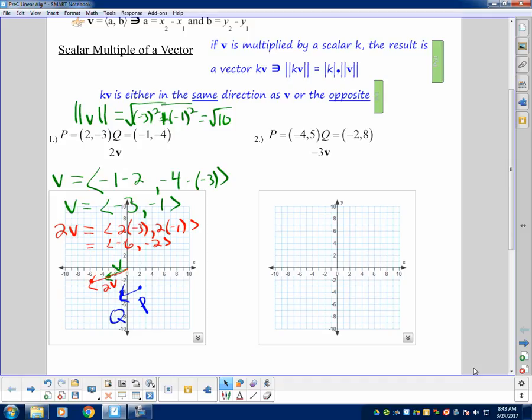All right, I want to demonstrate number 2 just to show you what it looks like when you have a negative scalar. It just sends it in the opposite direction. So we're starting once again at P, (-4, 5). Right here, there's P. And then (-2, 8) is Q. So we have this vector going from P to Q.